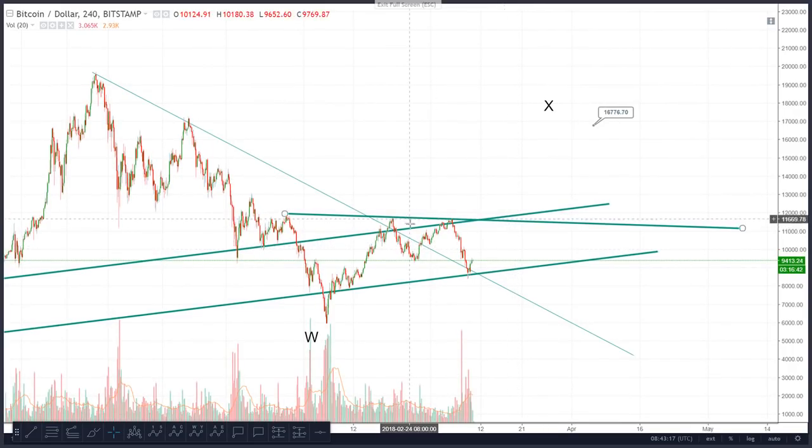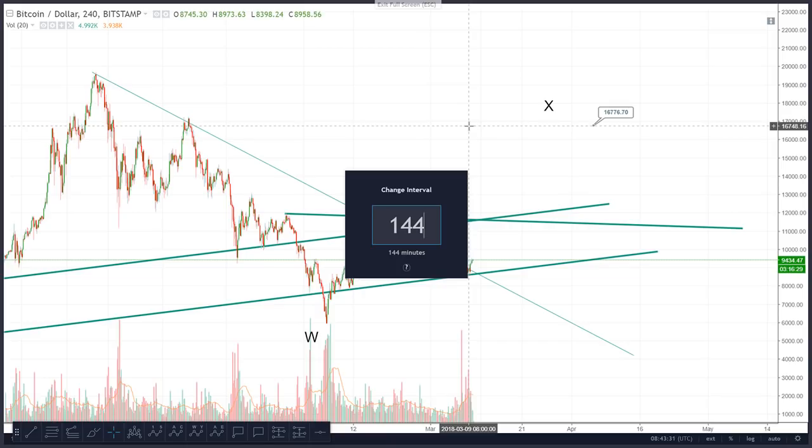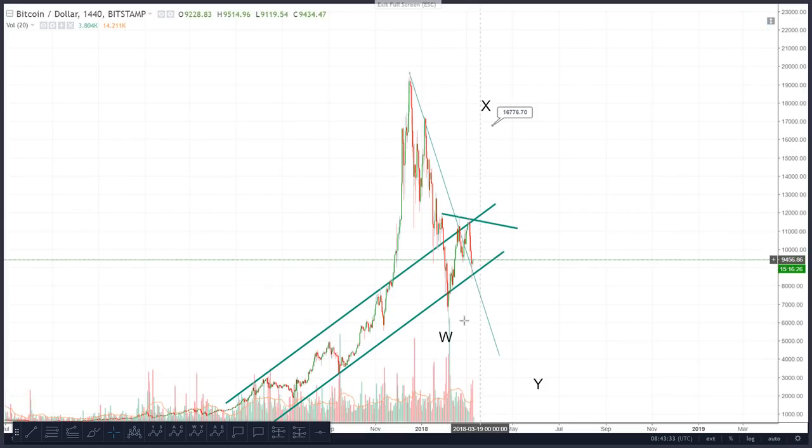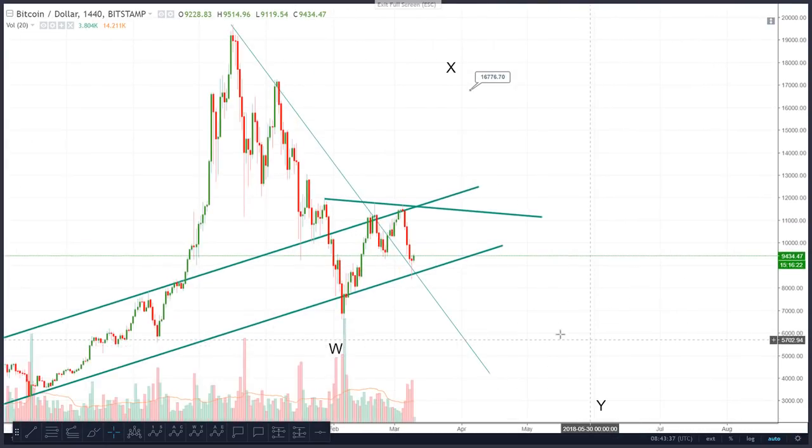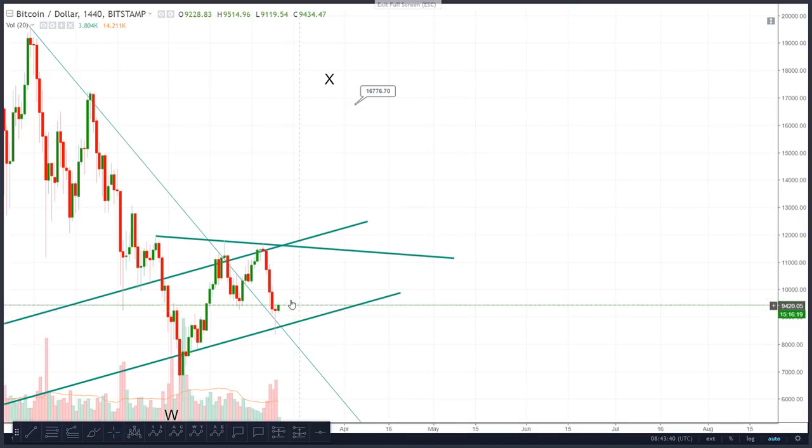Now, looking at this, I'm going to explain how this can be interpreted as an expanded flat. Now, looking at it on the 4-hourly, it's not so obvious. Reason being is, well, let's look at it on the daily and I'll explain. So let's zoom in now on the daily. You may be able to see it a little bit better now, and the reason is because you can ignore the wicks of the candles a little bit better on the daily.